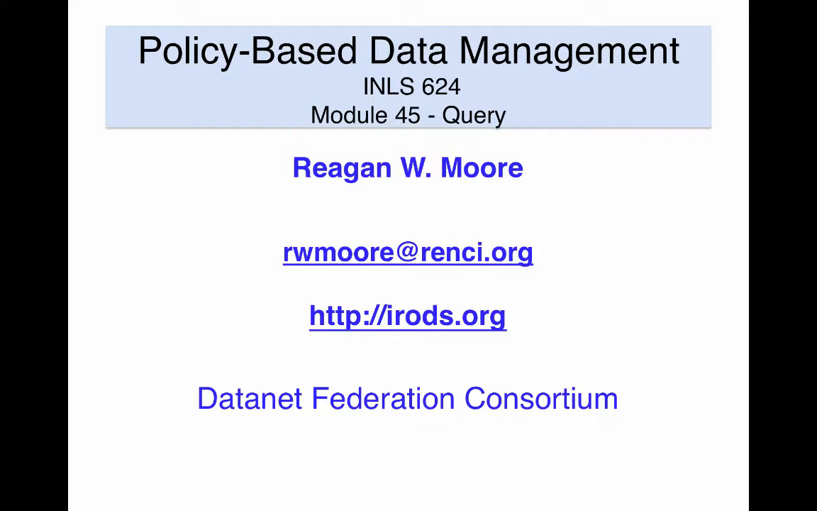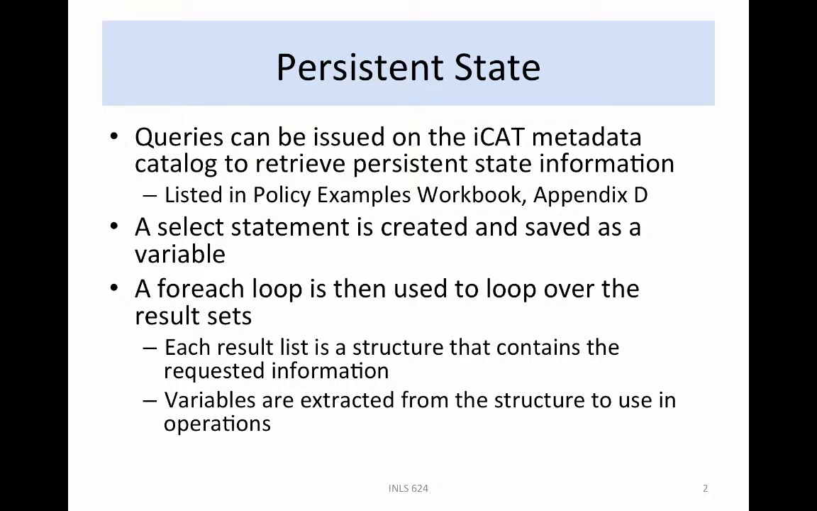Interactions with the metadata catalog to retrieve or update persistent state information are done through a query. The iRODS data grid provides a catalog interface that maps queries to the protocol required by each type of database. The queries are constructed in the iRODS rule language and sent to the catalog interface. The catalog interface then maps the query to the syntax required by the database.